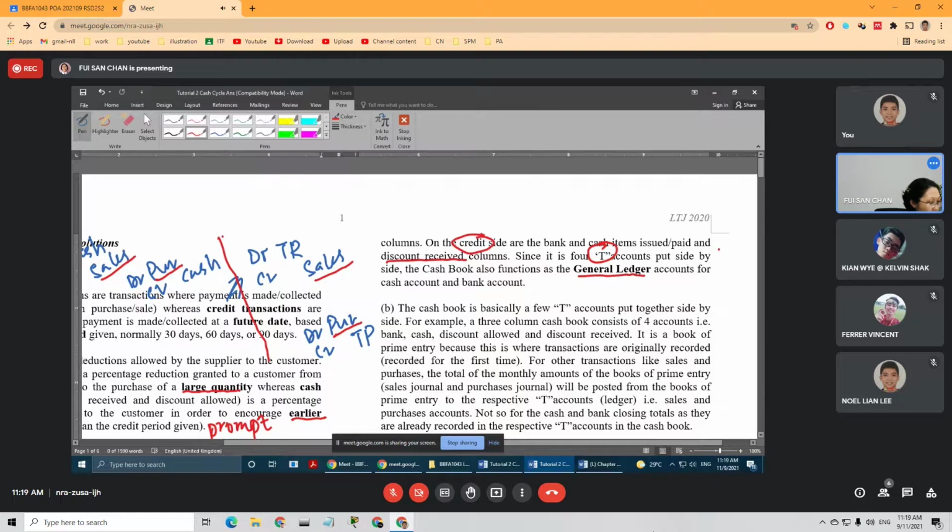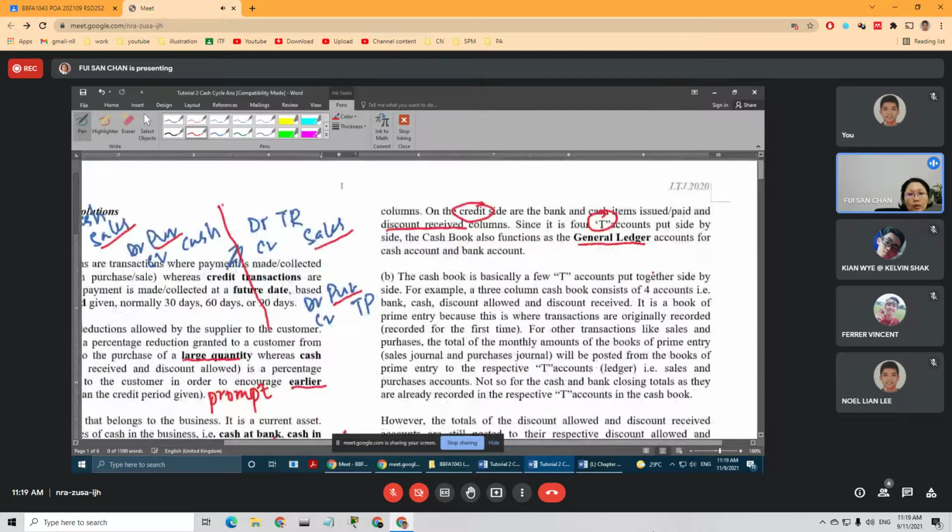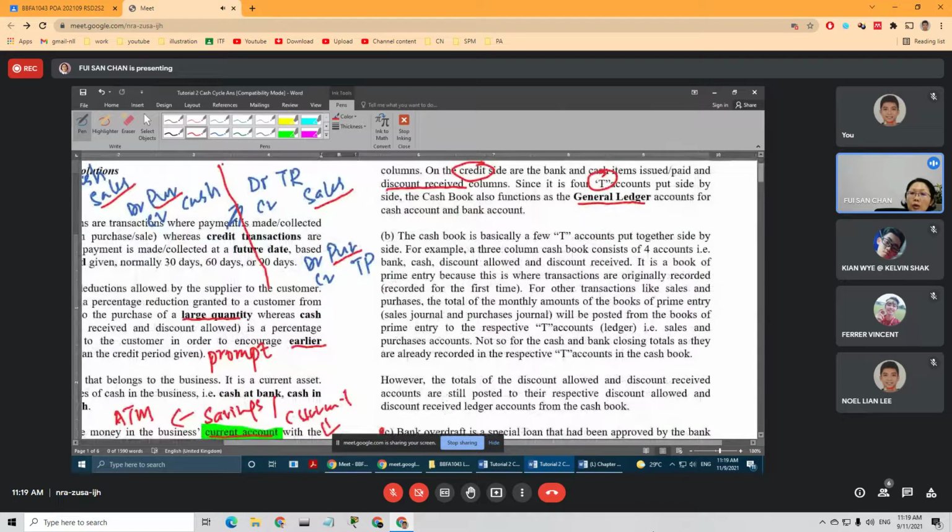Then part B asks, why is a cash book both a book of prime entry and a ledger account? Basically, the cash book is a ledger, and it's also a book of prime entry. So do you know how many books of prime entry you have? This is from your chapter one. How many? Seven. Yes, you have seven all together.